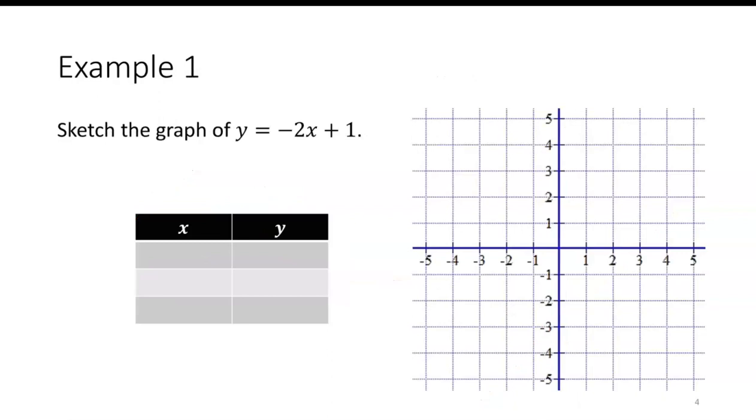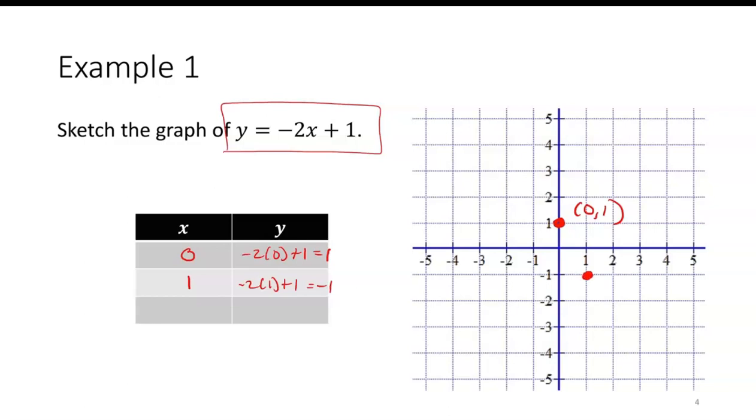So let's try this. Let's sketch the graph of y equals -2x plus 1. The way to do that is you go ahead and choose something for x. It could be whatever. So say x equals 0. Then y is equal to -2 times 0 plus 1, which is 0 plus 1, or 1. So that's the ordered pair 0, 1, and that would be right here. If I let x equal 1, then -2 times 1 plus 1 would be -1. So where x is 1 and y is -1 would be right here.